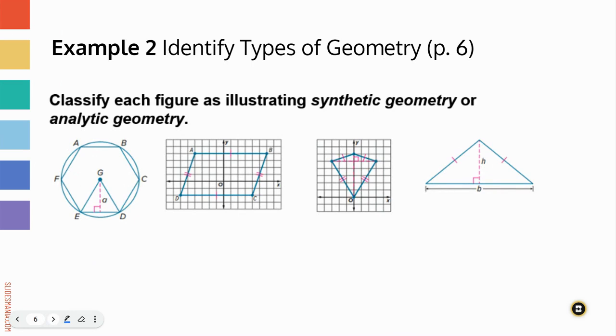Okay, so this is example 2 on page 6 if you want to write it down. We are going to classify each figure as illustrating synthetic geometry or analytic geometry. And these are actually pretty easy to determine. If it uses a coordinate system or a graph, then it's going to be analytic geometry. If it doesn't, then it's synthetic. So this first picture, we've got a hexagon inside a circle, and that is going to be synthetic geometry.